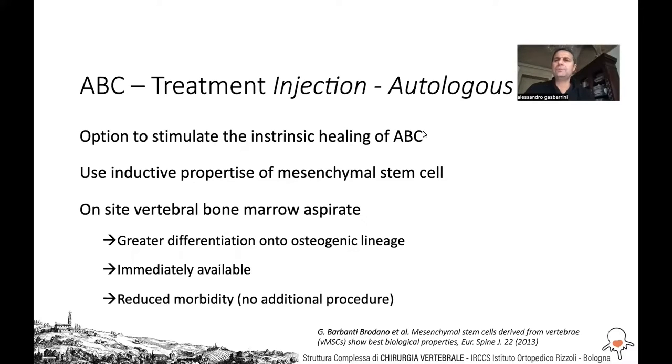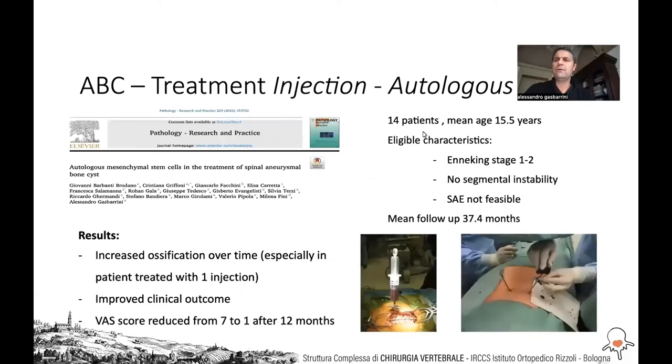Another therapeutic option is autologous mesenchymal stem cells injection, whose rationale is to stimulate the intrinsic healing of ABC through their inductive properties. The advantages of the autologous MSC are best biological effect, better differentiation onto osteogenic lineage, availability, and a reduced morbidity. We have reported our results in a recently published paper.